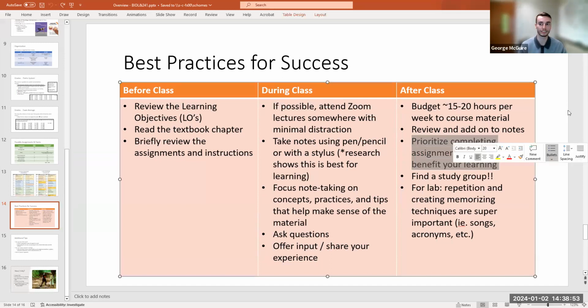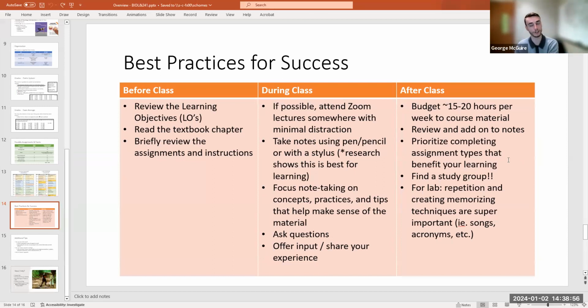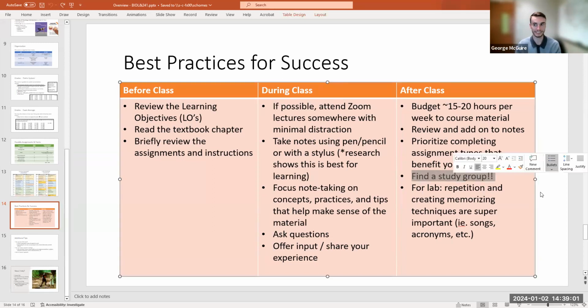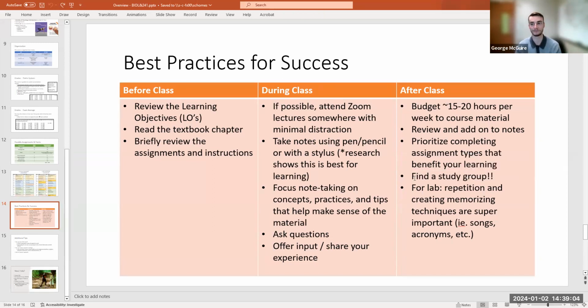Already talked about this a bit, but prioritize completing the assignment types that benefit your learning the most after you've tried them all out. Find a study group. That's probably one of the best things you can do for your success in this class. You guys will introduce yourselves to each other and get to talk to each other a bit in lab tomorrow. But as soon as you can, finding people who you can just sit down and study with is going to be great for your learning. You guys can share tips, share memorization techniques, which is also going to be a really important thing for this class. So especially for lab, repetition and creating memorization techniques are super important.